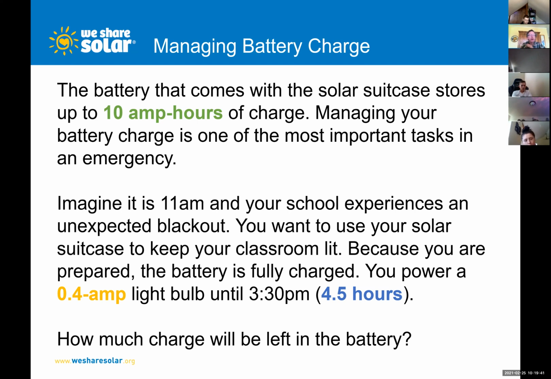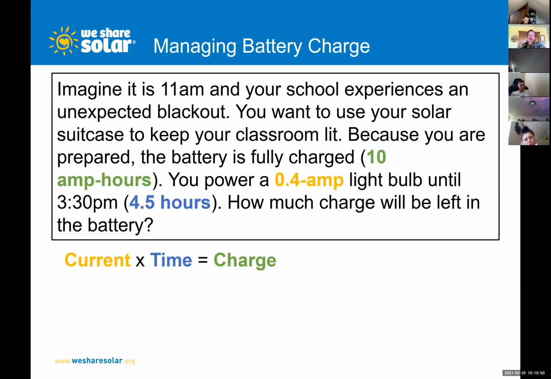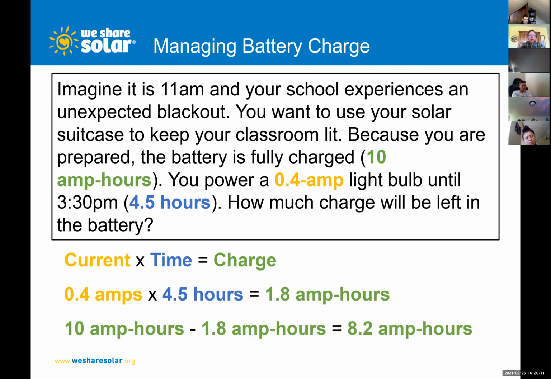So we started with 10 amp hours. And we want to do 0.4 times 4.5. That's how much power we will have used. Remember, current times time equals charge. So we're going to do 0.4 times 4.5 hours. That means that light will have used 1.8 amp hours. And then we can just subtract that from 10 where we started, right? 10 minus 1.8 would be 8.2 amp hours left in the battery.